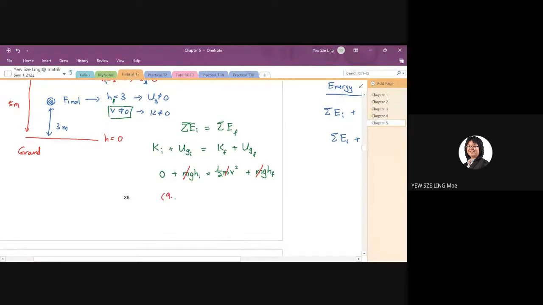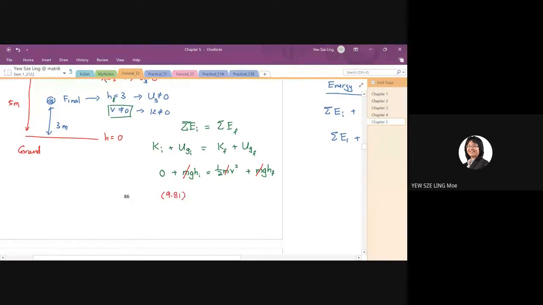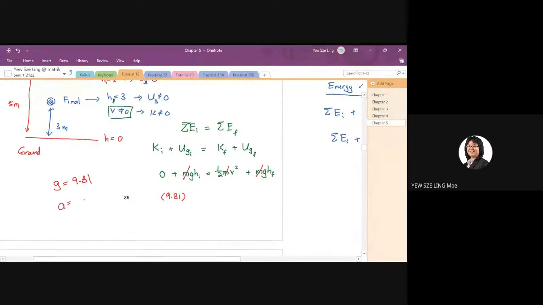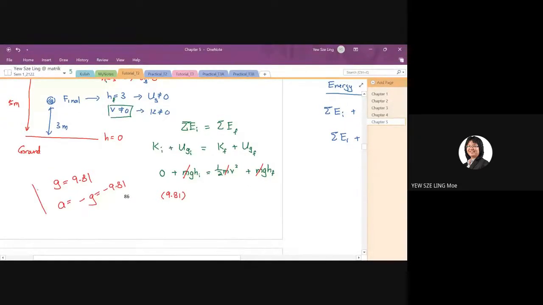So 9.81. Quite often, students like to ask me, do I have to substitute a negative in g? No. g is a positive value, 9.81. a is a negative g, therefore it's negative 9.81. Don't get confused between a and g. So g is just 9.81.